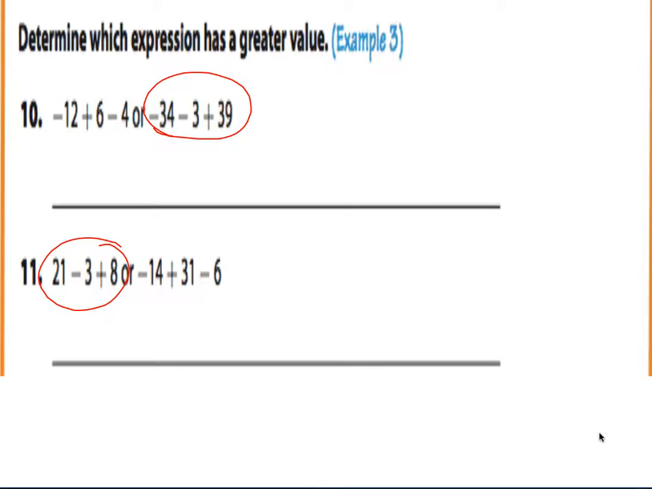All right, so you should have found that 21 minus 3 plus 8 gave you the larger value, and that negative 14 plus 31 minus 6 gave you a smaller value. Again, you're just solving and then comparing them to see which one is bigger.